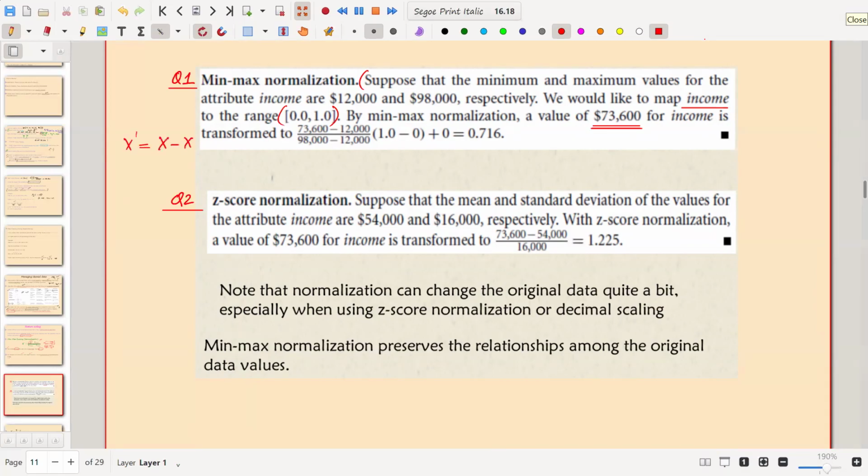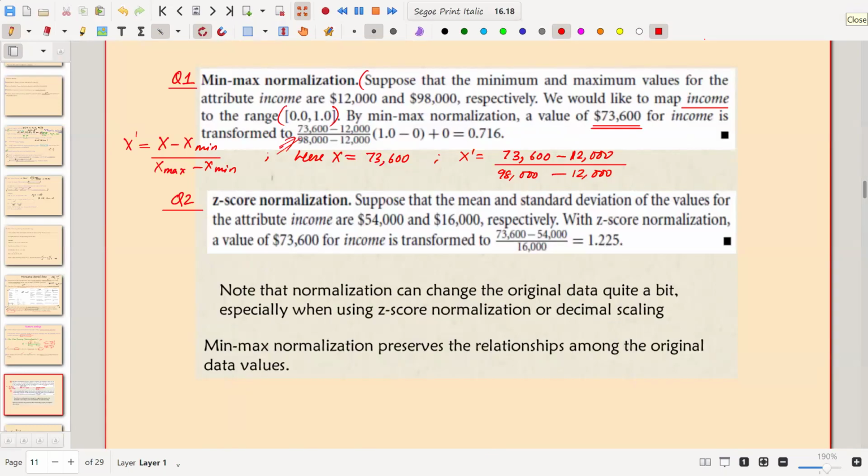X prime equals x minus x min divided by x max minus x min, right? So here, suppose the first value of x is 73,600. What you have to do: the minimum and maximum values are already given to you. So x prime equals 73,600 minus the min, divided by the max minus the min. You can see the same value you are getting over here.